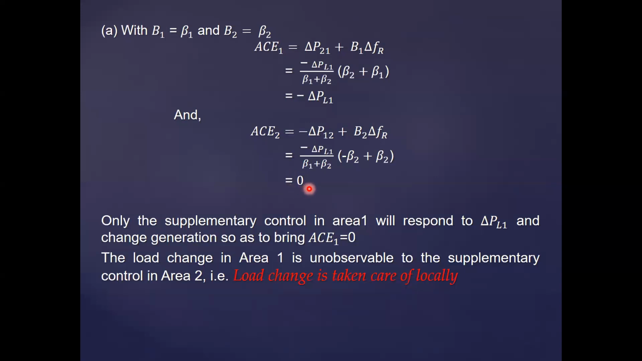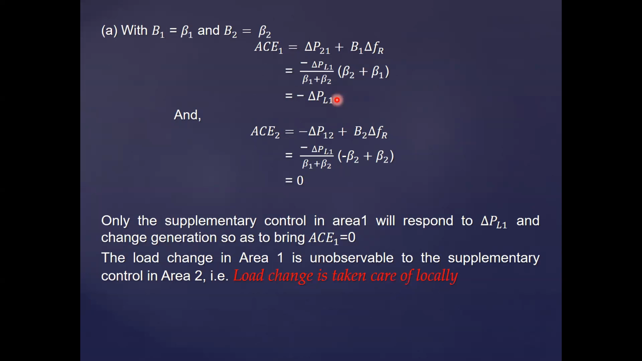Why is it 0? Is it because we chose area 1? Did we set this to 0, or is this calculated from the general relationship? Okay. Yeah, and then we get minus beta 2 and plus beta 2 here. So this is 0. However, for area 1, area control error comes out to be the load change in area 1 here.